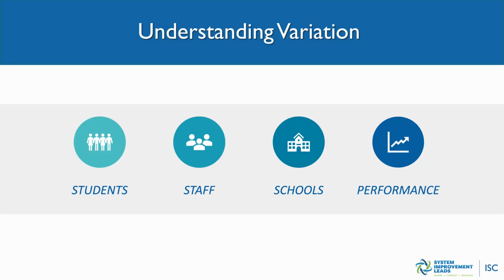Understanding variation is a central component of learning how to improve a system. What variation is important, unimportant to pay attention to? Where is performance doing well in our system? Where is it struggling? Where do inequities exist in our system? Where have we managed to close the gaps?